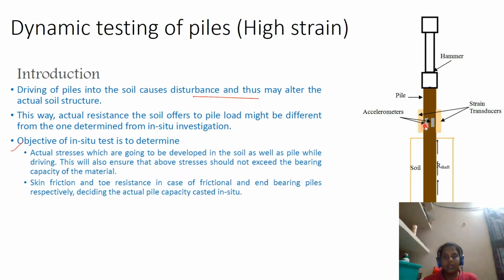But when it comes to the site, once you start installation, automatically the soil gets displaced and the properties are going to be altered. So whatever we calculated in the design on paper is not going to be the same as in the field. That we have to cross check. This way, the actual resistance the soil offers to the pile load might be different from the one determined from the in situ investigation.